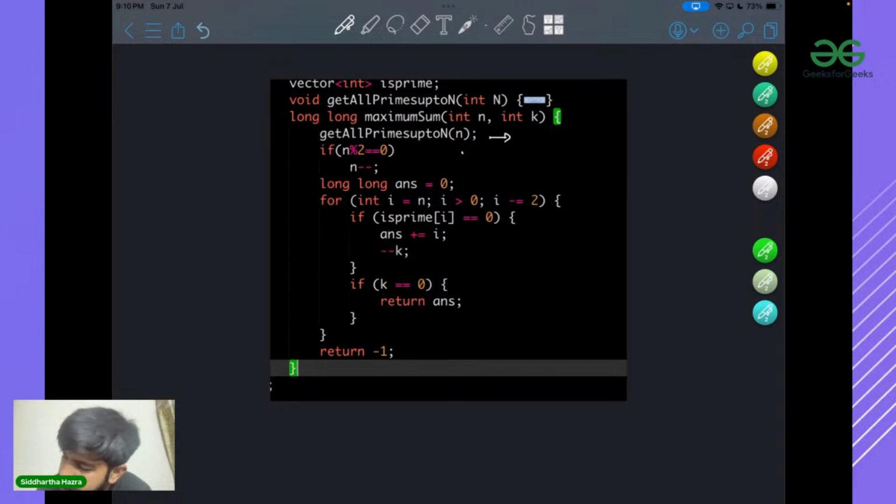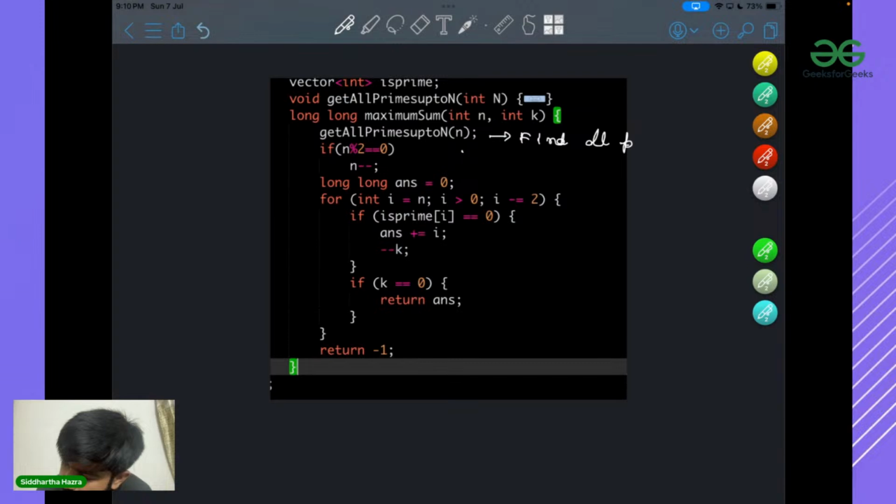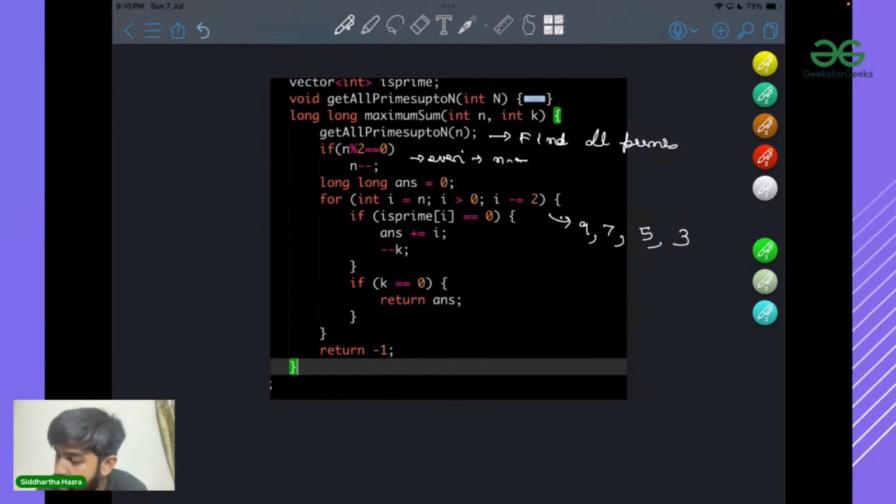So first we would find all primes. Then if it is an even number, then we subtract 1 from it. After that, we would start checking. Like if the given value is 9, then we would check for 7, then 5, then 3. That is why if the value was 10, I just subtracted it so that we can just hit upon 7, 5, 3.